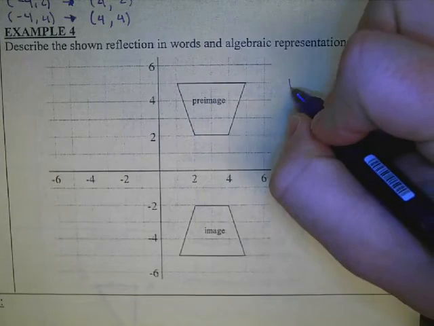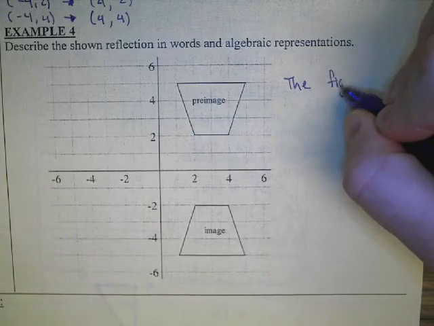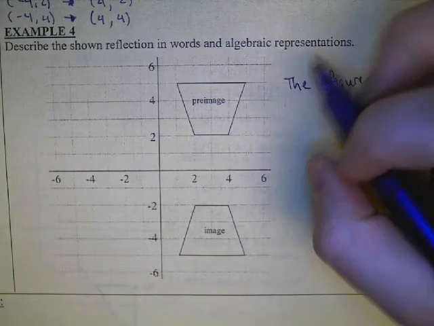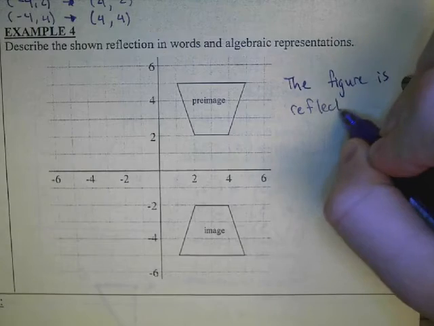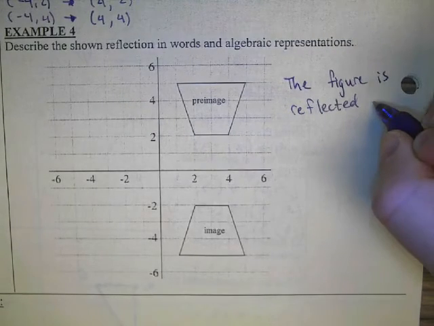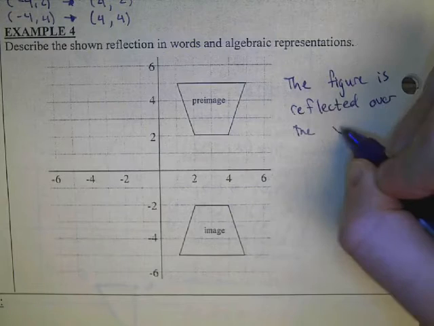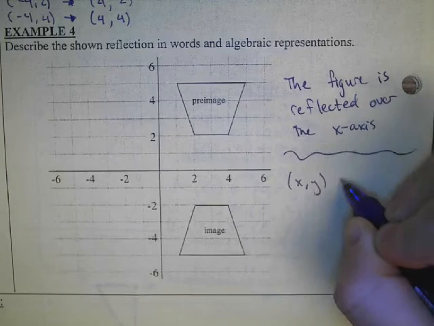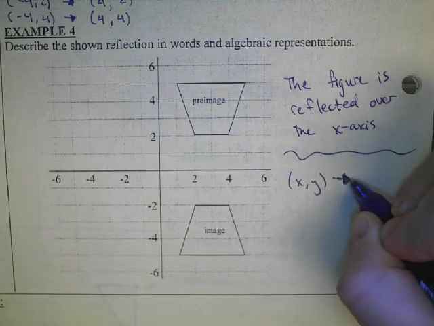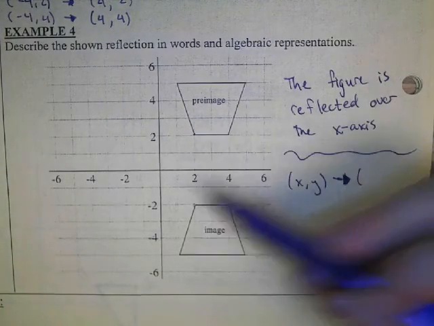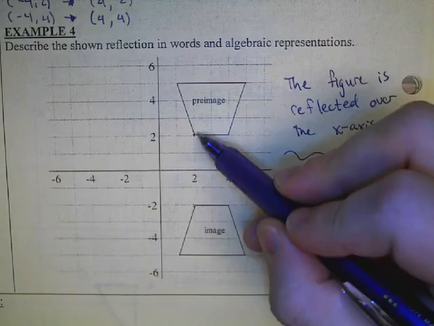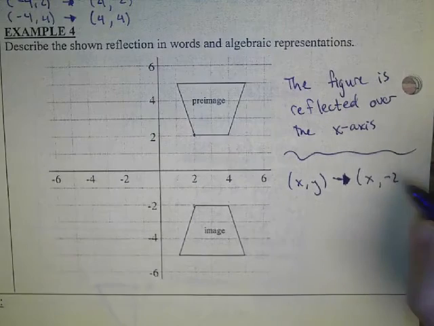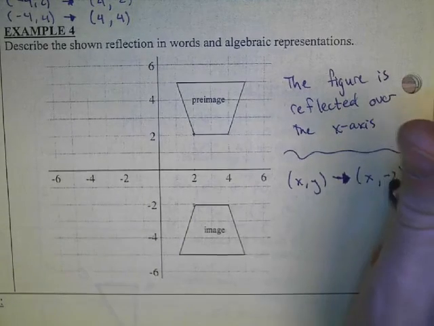So the first thing we say in words is the figure is reflected over the x-axis. My algebraic would be x, y is sent to, well, my x's stay the same, 2 stays 2, but my y's become their opposite. Positive 2 for y becomes negative 2 on our image, so our y's become their opposite.